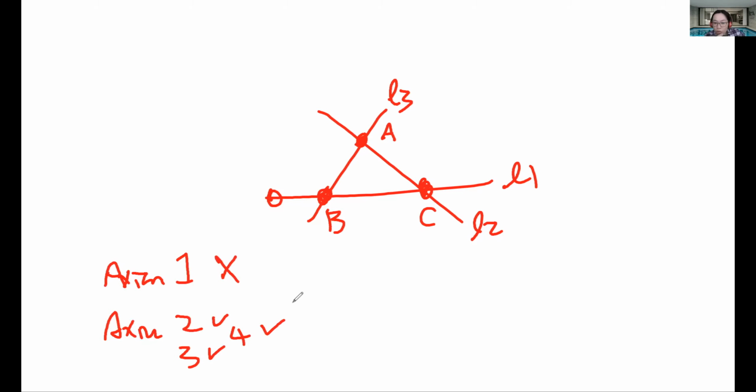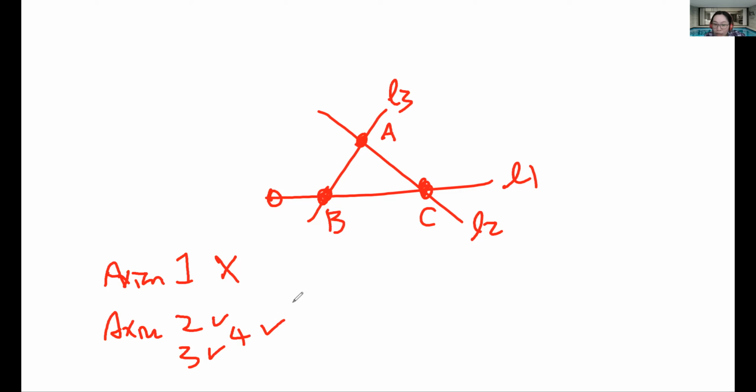So why does this tell me that axiom 1 is independent of 2, 3, and 4? Because if it's not, right, you need to know what independent means. Independent or dependent means one relies on 2, 3, and 4. In other words, one can be derived from 2, 3, and 4, right?